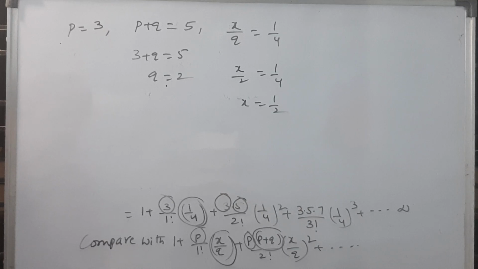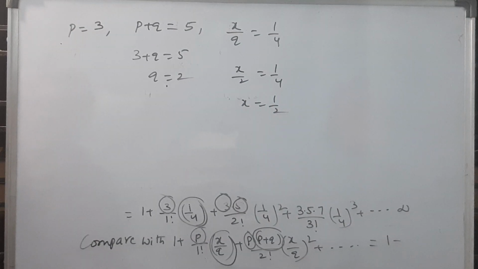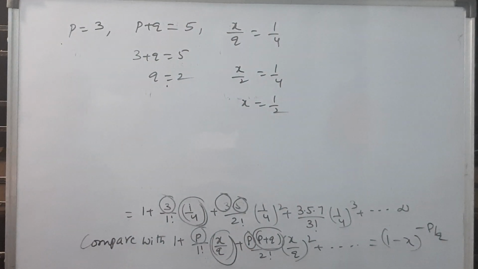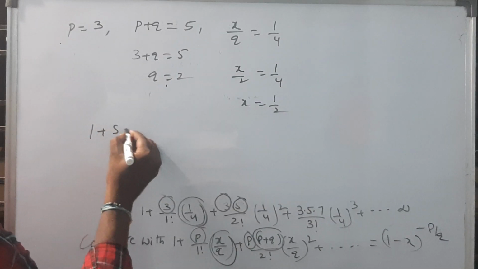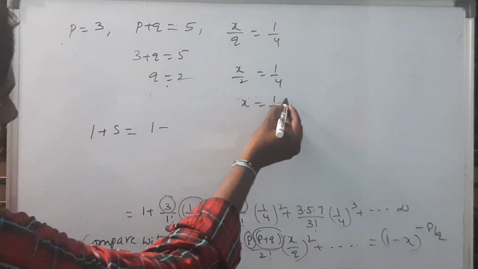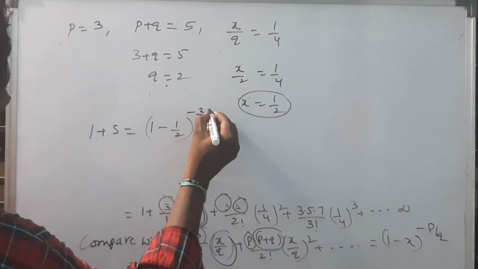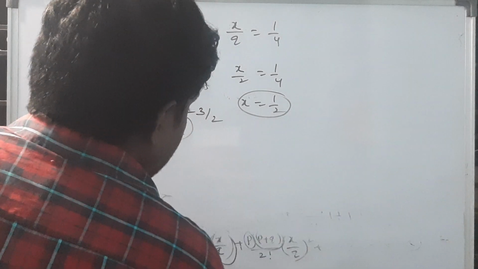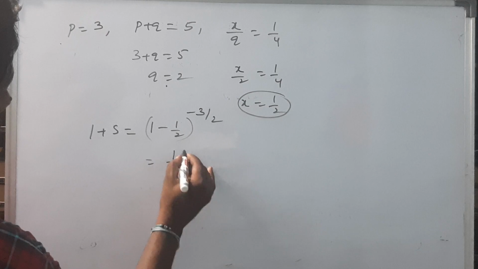So we already got this. What is the formula for this? It is 1 minus x whole power minus p by q. So this total series, that means 1 plus S, can be written as 1 minus x, where x value is 1 by 2, whole power minus p by q, which is minus 3 by 2. Now simplify this expression. 1 minus 1 by 2, LCM is 2, 2 minus 1 is 1, so 1 by 2 will come. So 1 by 2 whole power minus 3 by 2.